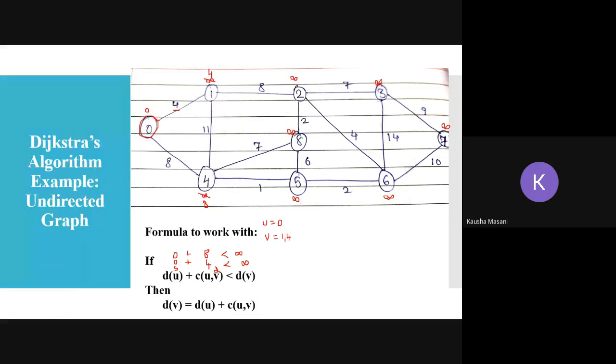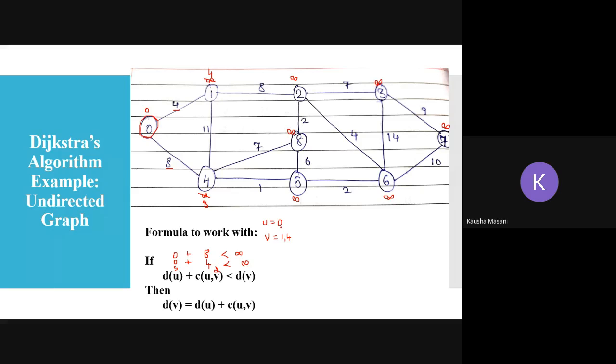From your source, whichever vertex is having the shortest distance, don't consider this edge weight, I am talking about shortest distance. That vertex you are going to choose as your next source. So this was your step 1: choosing your arbitrary vertex like 0.